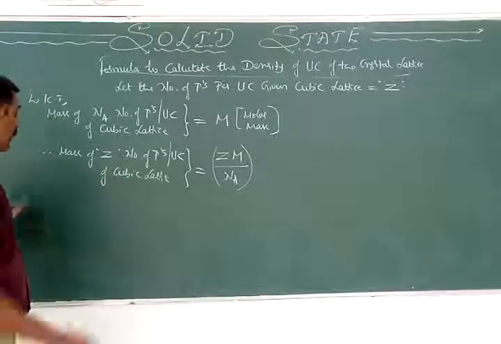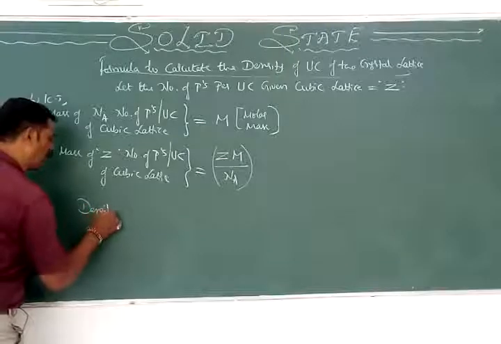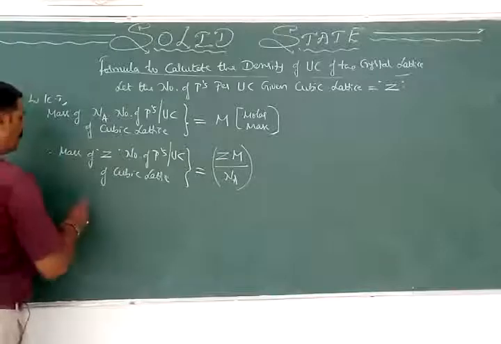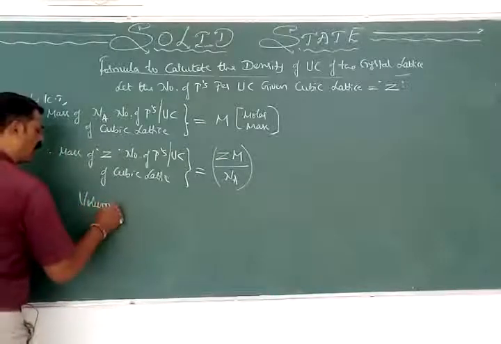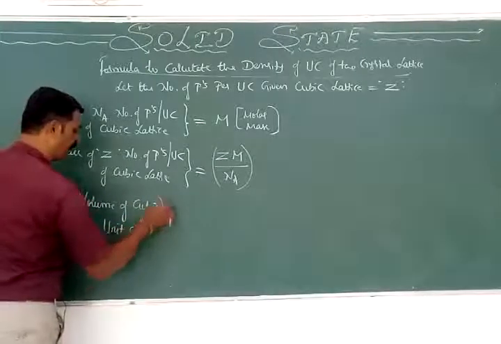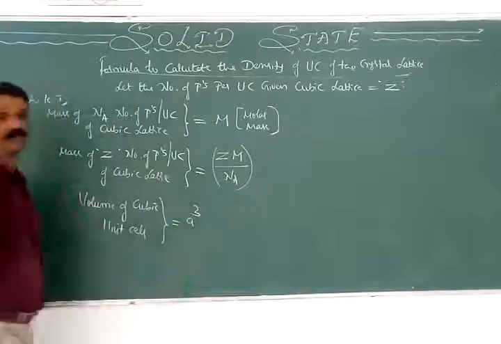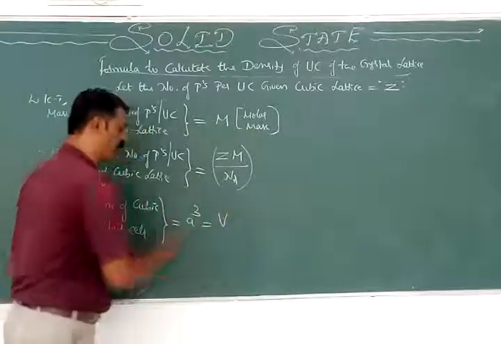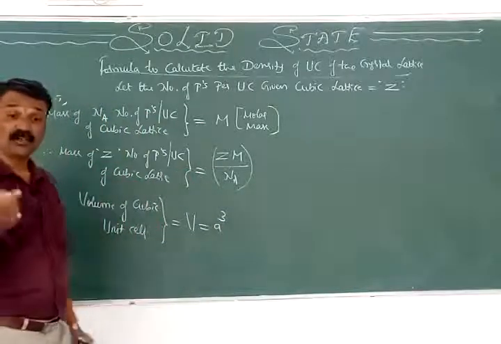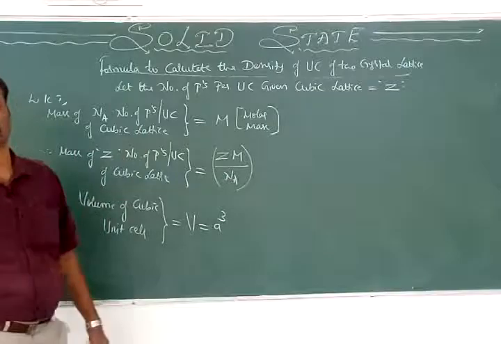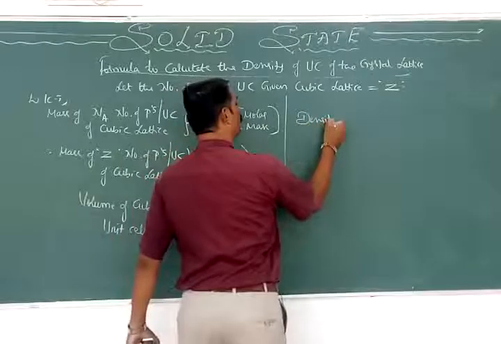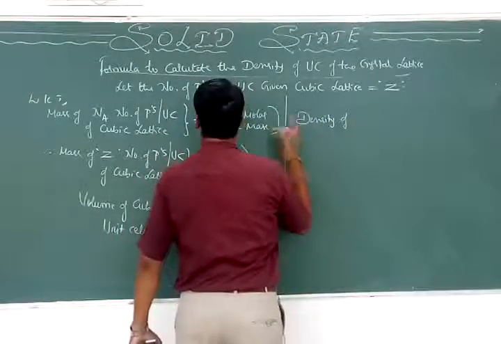Then density, we know that it is equal to... and also we have to know another one, that is, the volume of any cubic unit cell. A cubic unit cell is a cube. Let us call its volume V, which is equal to A, because in a cube length is equal to breadth is equal to height, therefore it is A into A into A, that is A cube.